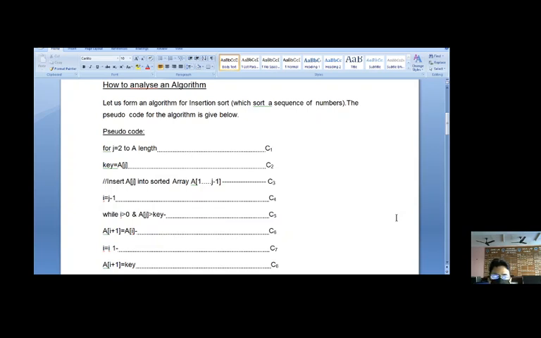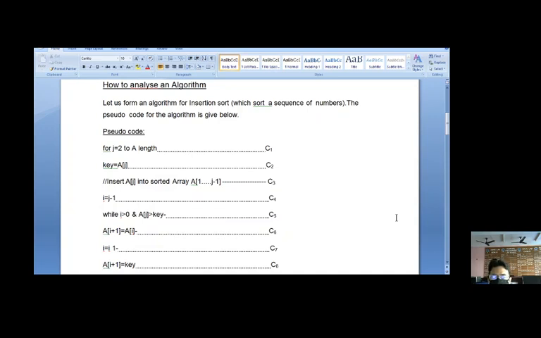Here the pseudocode of insertion sort is written for an array, starting from index 2 to the length of the array, in which there are unsorted elements. We do not start with 1 because a single element is already sorted. So for j equals 2 up to length of A, that is the length of the unsorted element array, we suppose that the cost is c1. Similarly, for each step we have assumed the costs c1, c2, c3, c4, c5, c6, c7, and c8.